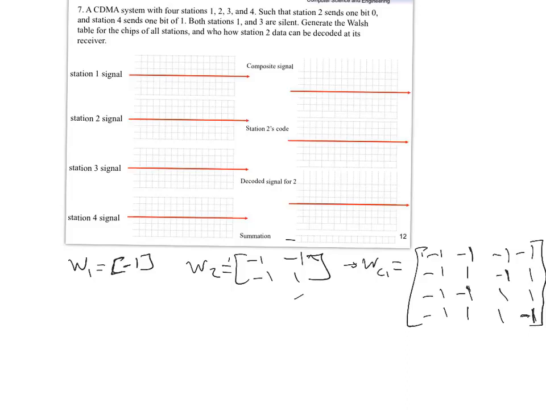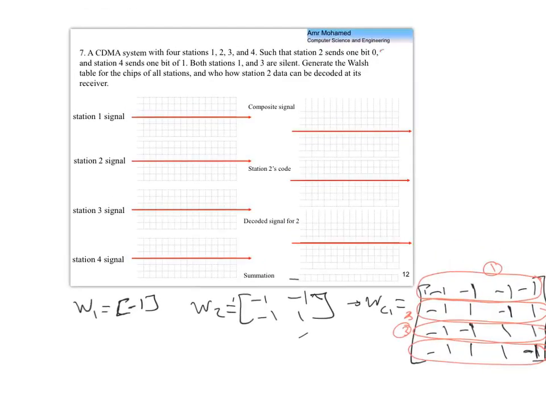Okay, so this means that station 1 will have this chip sequence, station 2 will have this chip sequence, station 3 will have this chip sequence, station 4 will have this chip sequence. Of course, for station 1 and 3 we don't care because they are silent, so it's 0, but we need this second row. This second row is for station 2 and station 4. Remember, station 2 wants to send 0, and we convert 0 to -1. Station 1 is silent, so it would be 0.